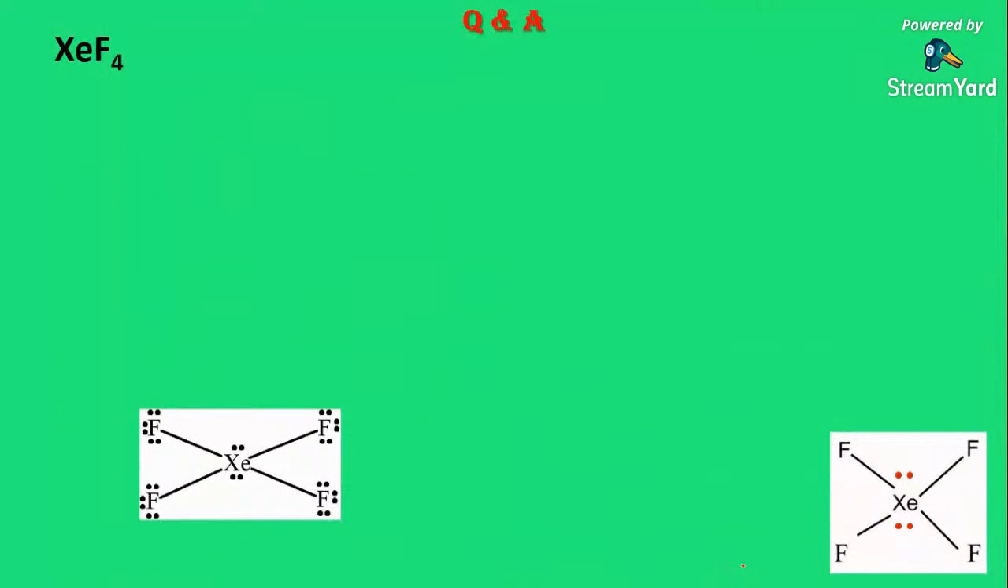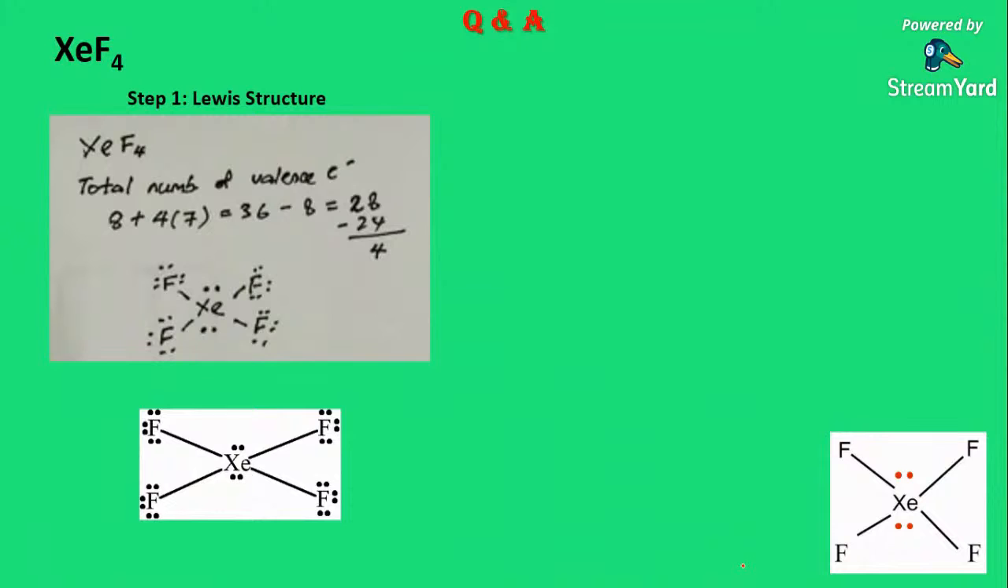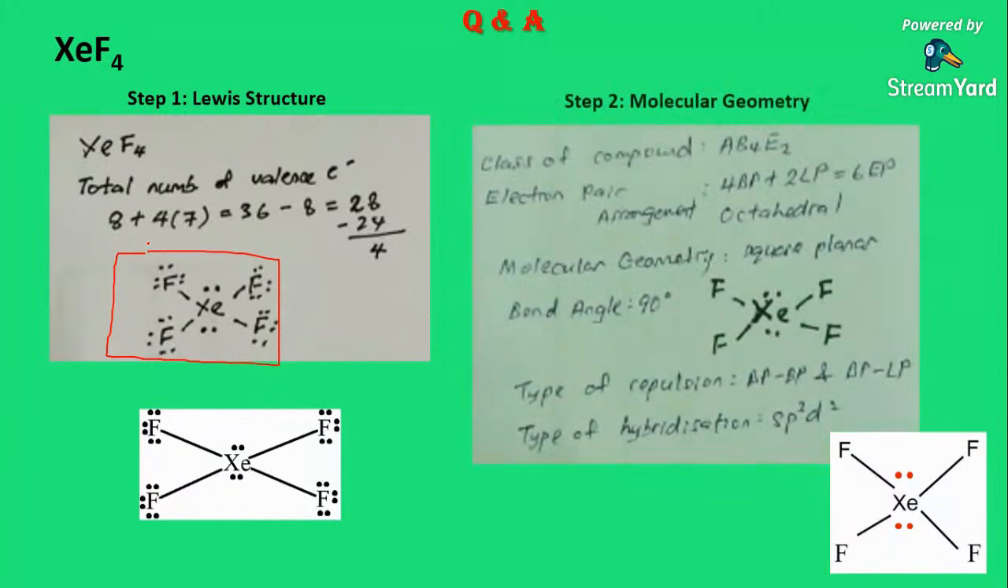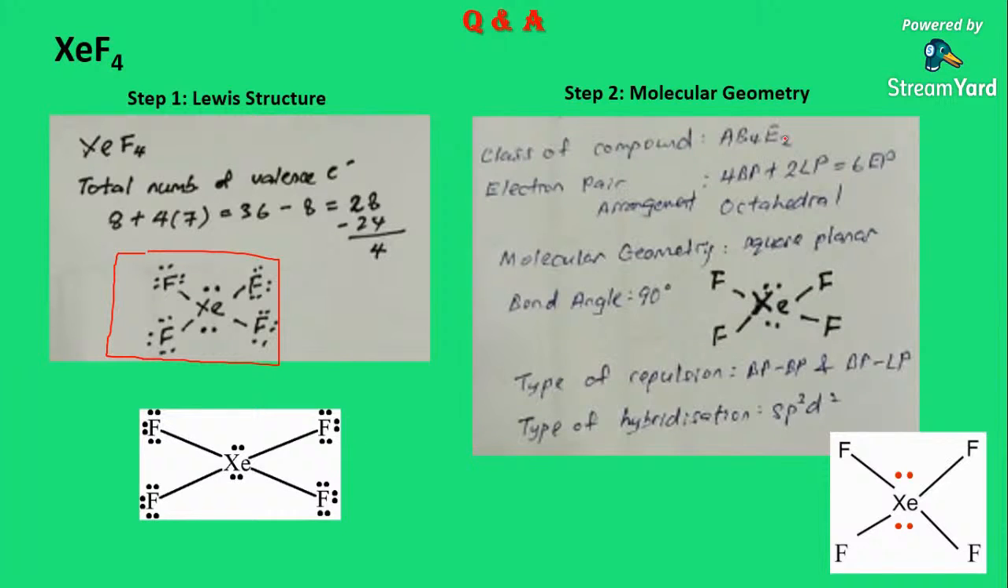Okay, next. Still xenon, but this is XeF4. So you just follow the steps in drawing the Lewis structure, so you will get this structure. This is the Lewis structure, and then this is the molecular geometry step. Always remember when you identify that the molecular geometry is square planar, you must draw it as well. Name and draw. Okay, the type of repulsion, again, not compulsory. Bonding lone pair.